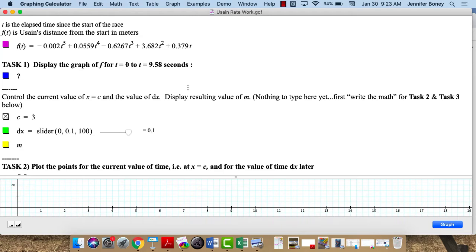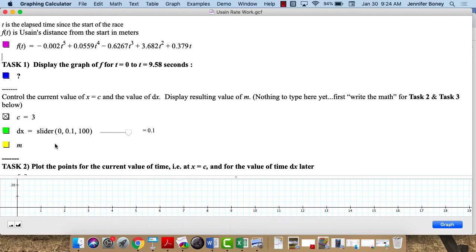It has some stuff in it, and as you can see, there are some things that are written and some equation lines. The nice thing about GC is, kind of like with computer programs, you can have lines that aren't really doing anything, they're just for text and descriptions. That's what these are, non-computation lines, just to describe what's going on. So I've got t is the elapsed time since the start of the race, f of t is Usain's distance from the start in meters, and here's that 5th degree polynomial that I showed you in class Tuesday.